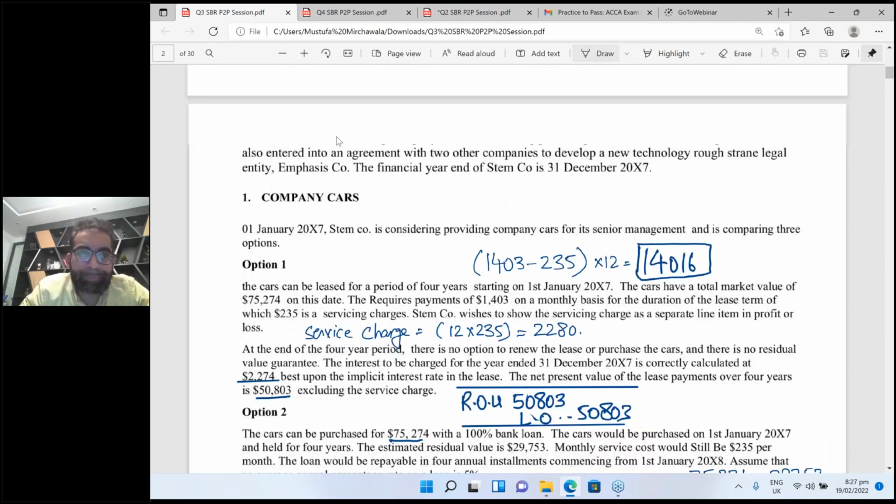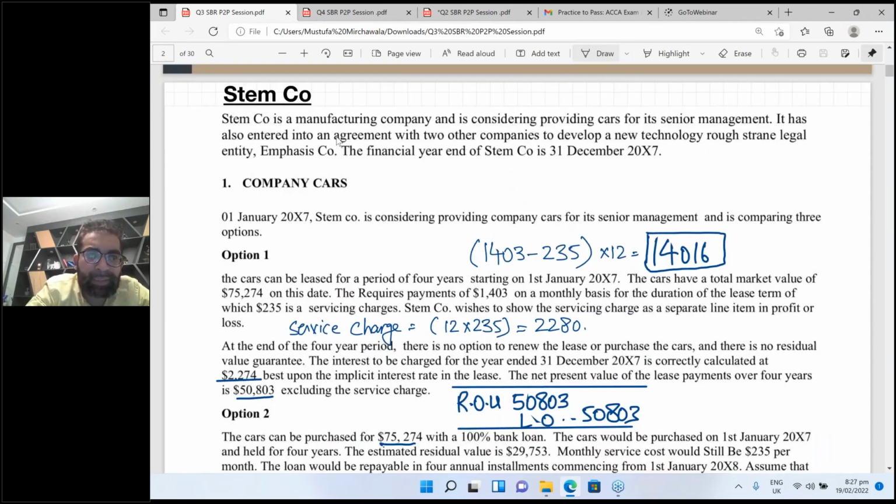Now, STEM company is a manufacturing company and is considering providing cars for its senior management. It has also entered into an agreement with two other companies to develop new technology, a rough legal entity. The financial year end of STEM company is 31st December X7. Don't forget this year end. The first requirement is purely related to IFRS 16, and yes, it is a scoring requirement. You can make good marks from this.